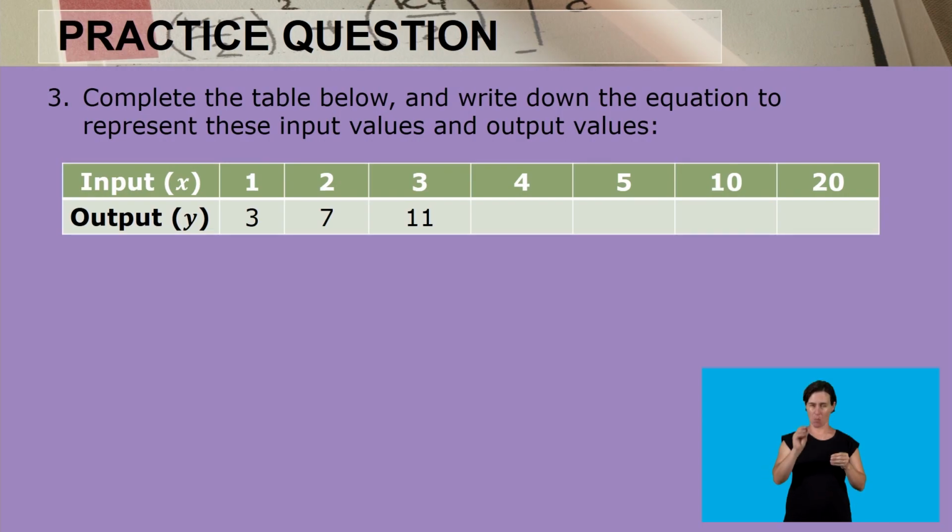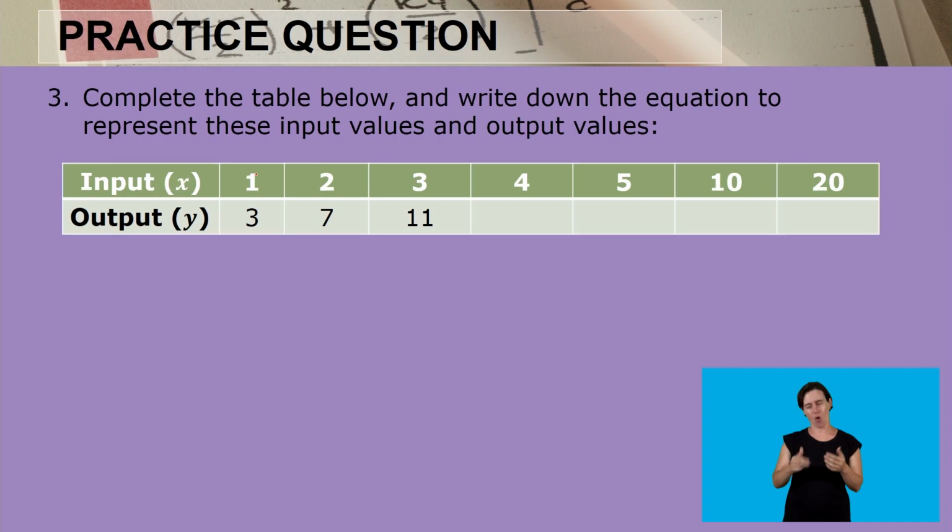Now it says there, complete the table below and write down the equation to represent these input values and output values. Now in our table, we have been given some input values and only some of the output values have been given to us. Now we are supposed to use these input and output values to fill in the rest of the table. We are going to look at what relationship exists between the input values and the output values. That way we can fill in the rest of the table.